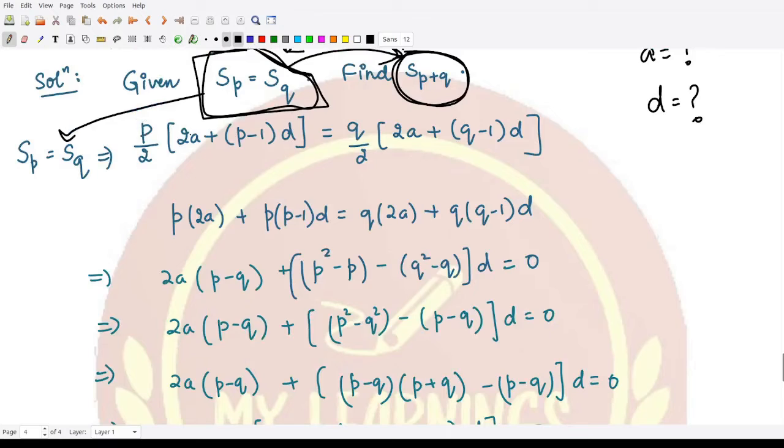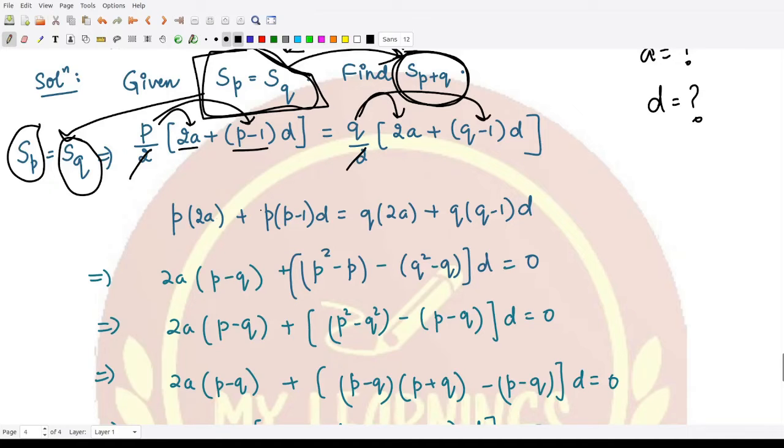S_p is equal to S_q. You can write the formula for S_p. It would be p by 2 multiplied with 2a plus p minus 1 times d. And what would be S_q? It would be q by 2, 2a plus q minus 1 times d. So here you see this 2 and this 2 cancel with each other. So we are left with p into 2a plus p into (p minus 1) d, and on the right hand side, we would have q into 2a plus q into (q minus 1) times d.